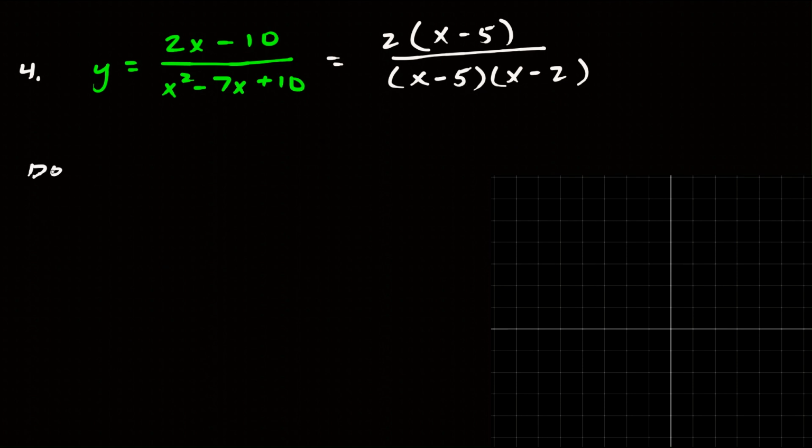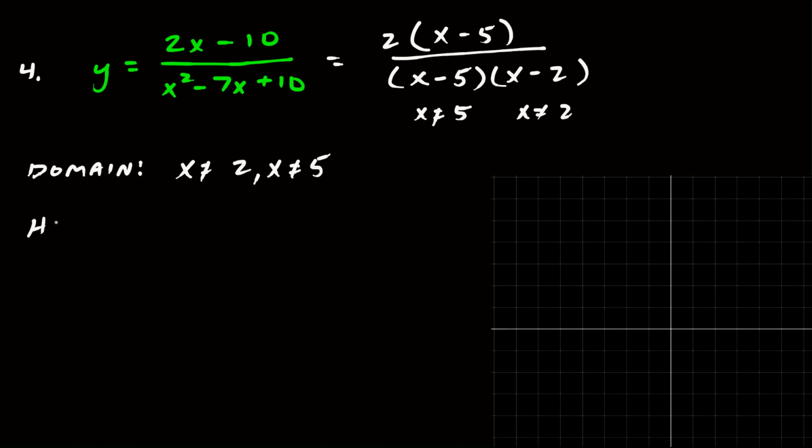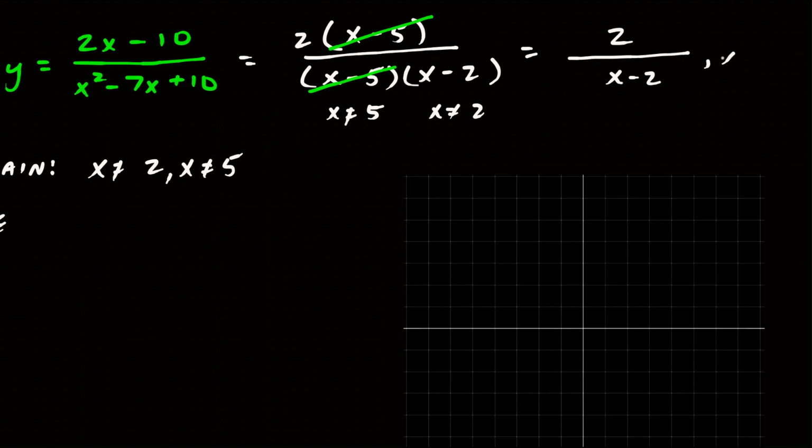Step 1, we'll go ahead and identify the domain restrictions. So we can see that the zeros would be x equals 5 and x equals 2. For our domain, we'll say they can't equal those. So x is not equal to 2 and x is not equal to 5. Next up, our hole locations. So we have that x minus 5 canceling out with that x minus 5, simplifying to simply 2 over (x minus 2). But x cannot equal 5.